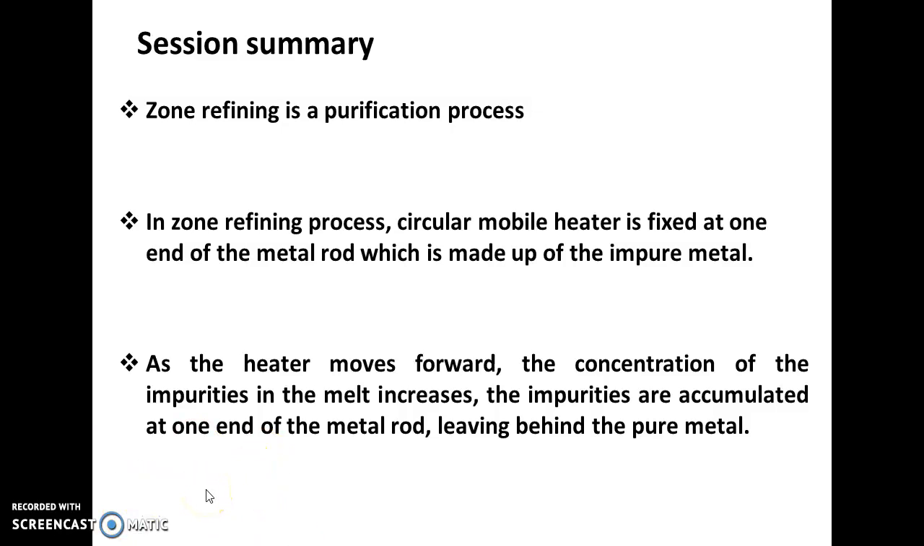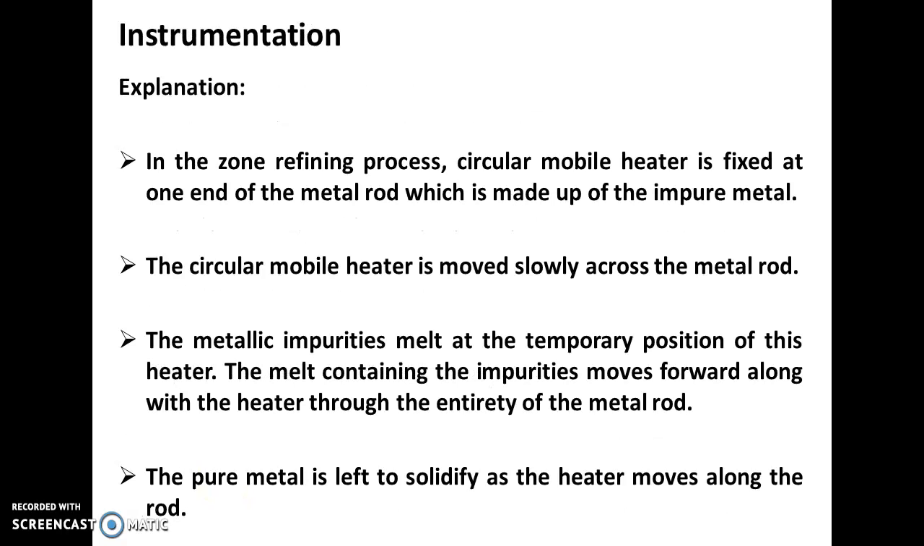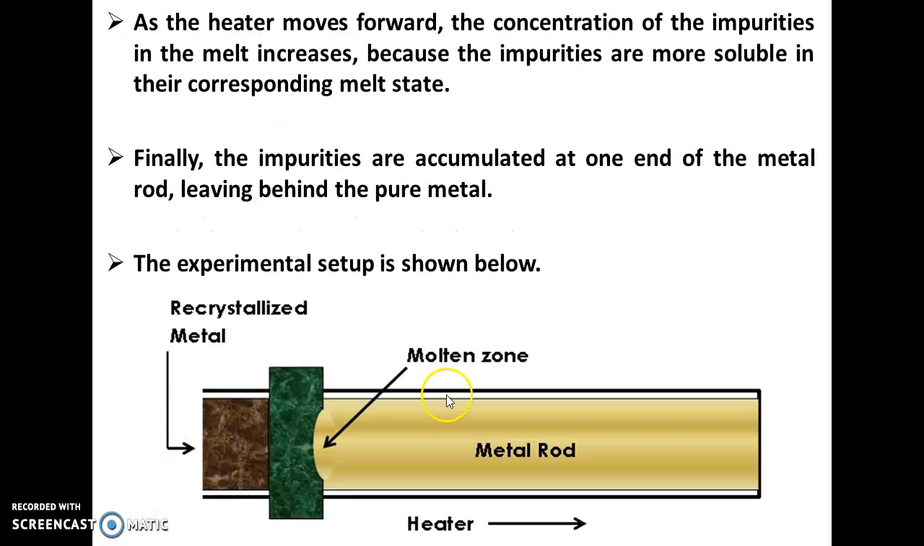So the impurities will be accumulated at one end of the metal, leaving behind the pure metal. That can be seen here. This is the molten zone. That means the impurities will be melted and dissolved here, and the metal is recrystallized at one end, and the impurities along with the melt are carried through this metal rod by this circular heater.